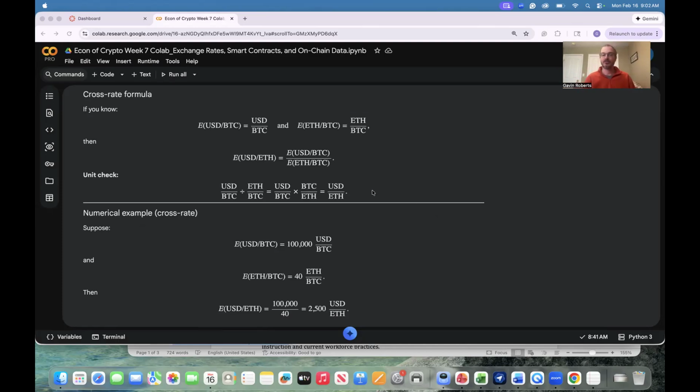So this is a relatively simple example, but we could go crazy with this and be converting across many different units. I wanted to show that too, because not only does it show up in the analysis of cryptocurrencies, but it also can be an incredibly useful skill.